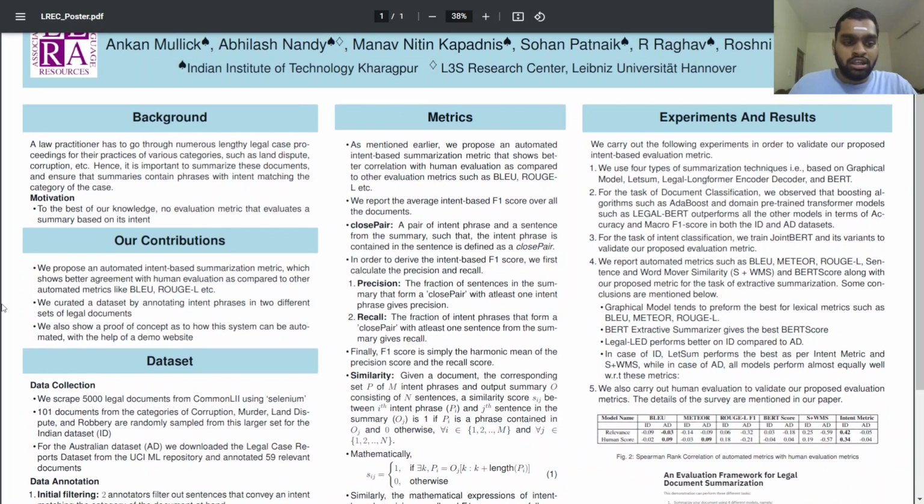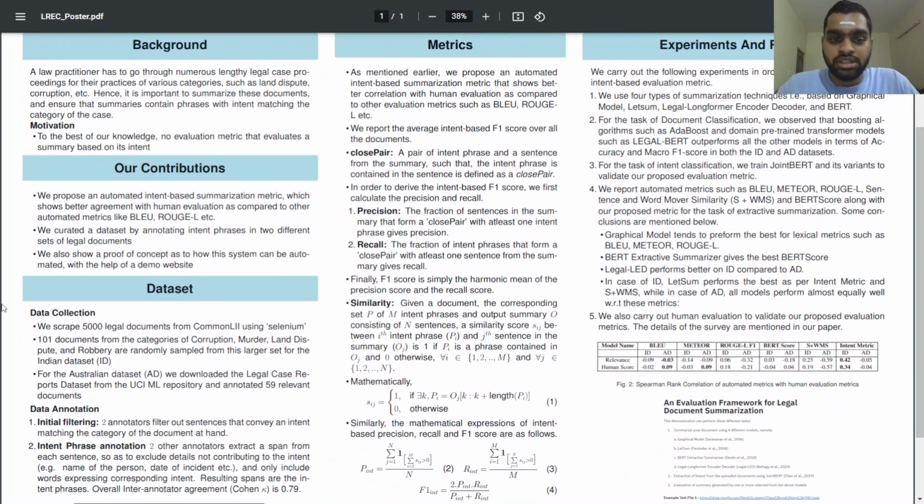So we propose an automated intent-based summarization metric which shows better agreement with human evaluation as compared to other automated metrics like BLEU, ROUGE-L, word-word similarities, etc. We also curated a dataset by annotating intent phrases in two different sets of legal documents, Indian and Australian legal documents. We also show a proof of concept as to how this system can be automated with the help of a demo website, which is live right now.